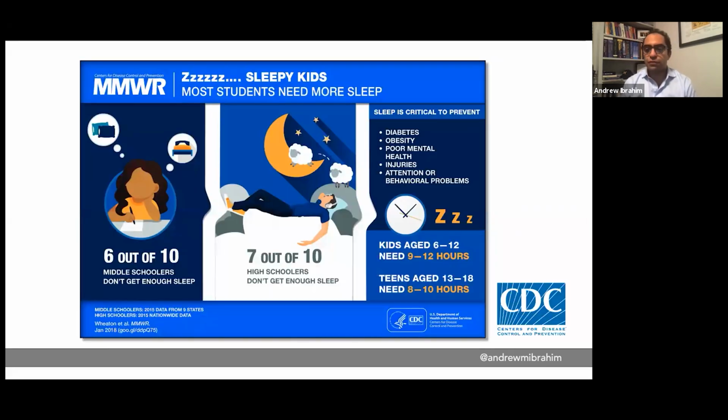And then finally, this is one from the CDC that was almost like a public service announcement, letting people know that in this research they did from their data, 6 out of 10 middle school students and 7 out of 10 high school students don't get enough sleep during the week.